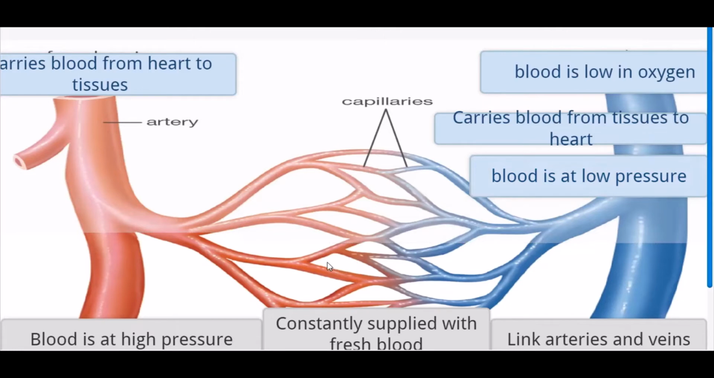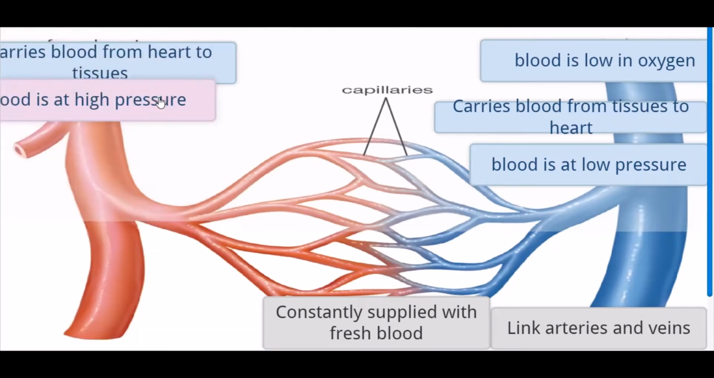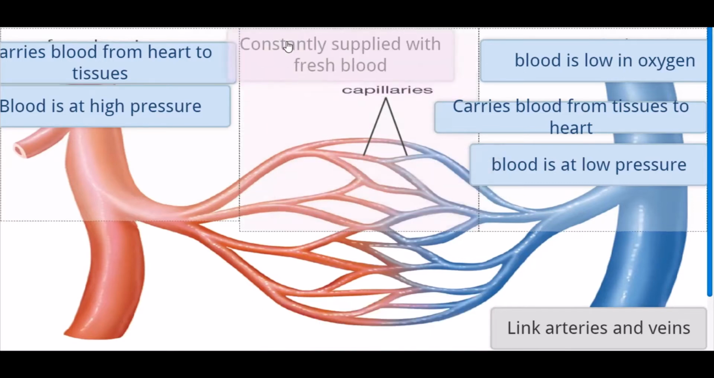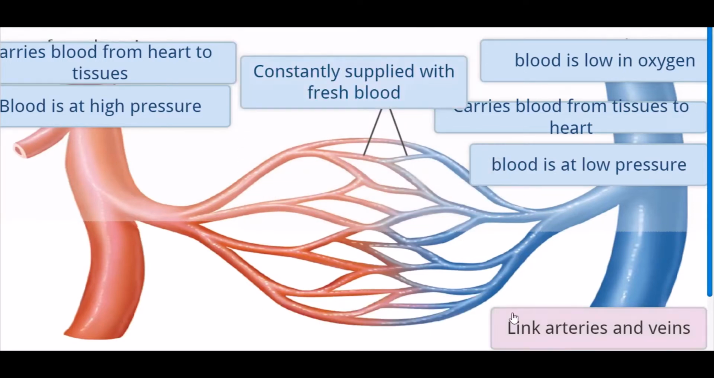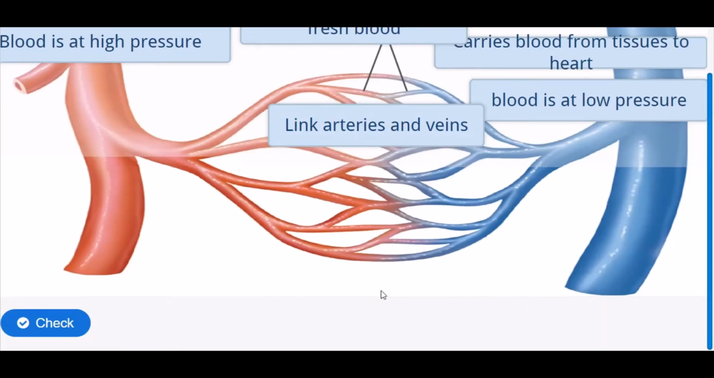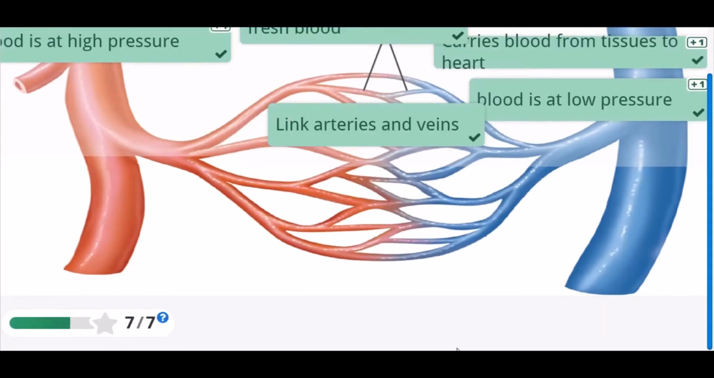Remember in the previous lesson, I mentioned that blood flows out of the heart at high pressure from the arteries, and it flows back at low pressure from the veins, constantly supplied with fresh blood. Yes, that's the capillaries. The capillaries are also a link between the arteries and the veins. I guess we assigned all of that correctly.